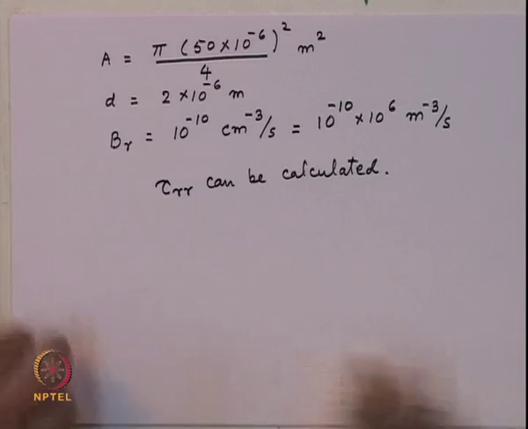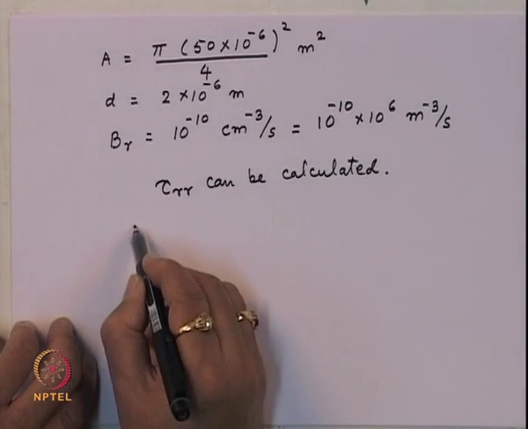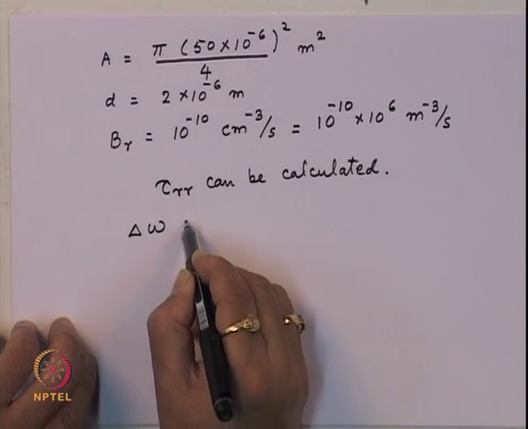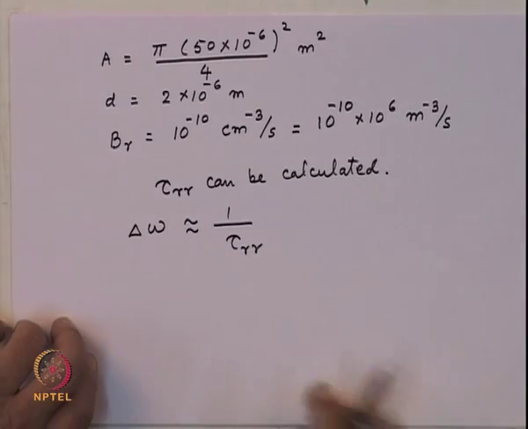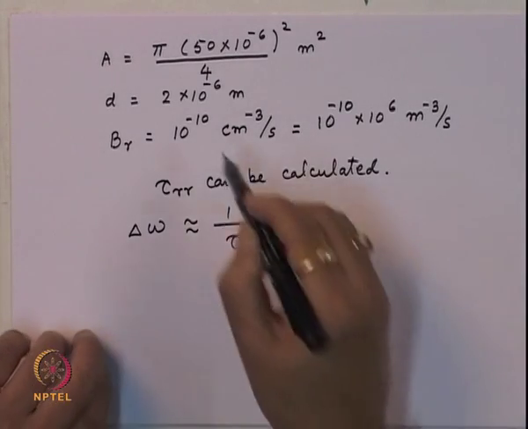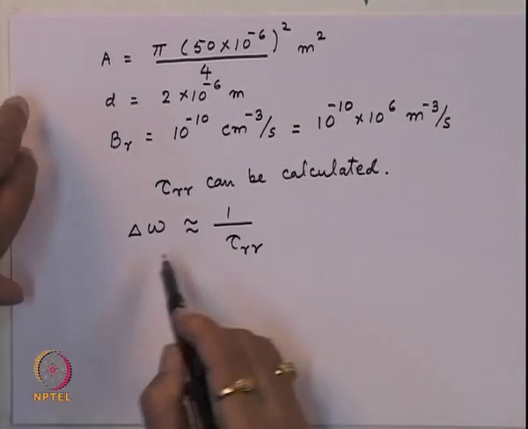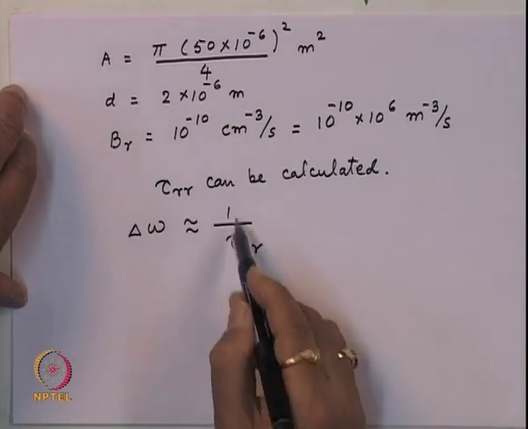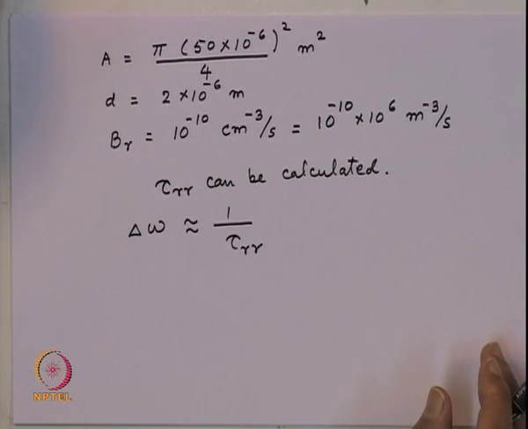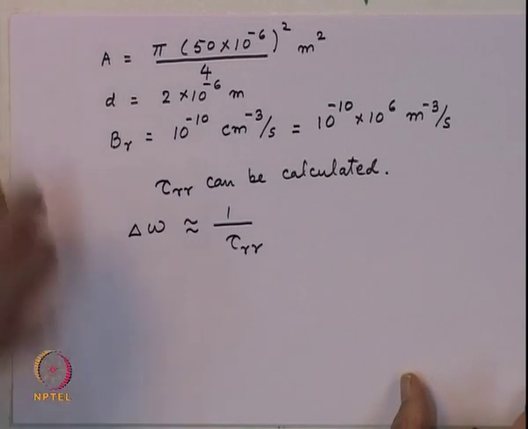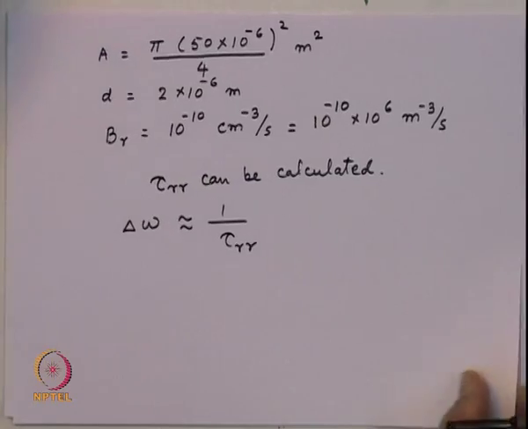Once you know tau rr, then the bandwidth of this device, delta omega, is approximately 1 upon tau rr. So, substituting these values of A, d, Br, q, we can calculate this value of tau rr, and taking 1 upon that, we can find out the approximate bandwidth which the LED will have. So, one can do simple calculations to get the bandwidth corresponding to the LED.